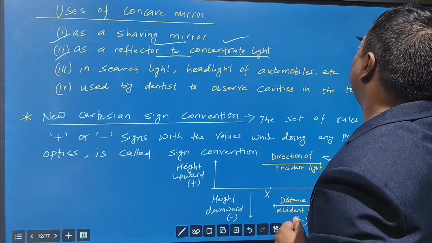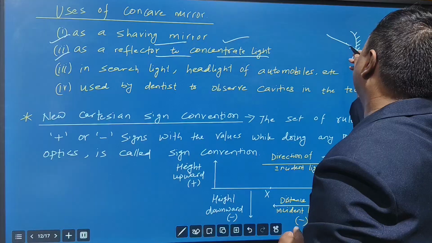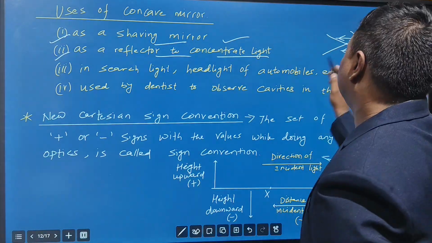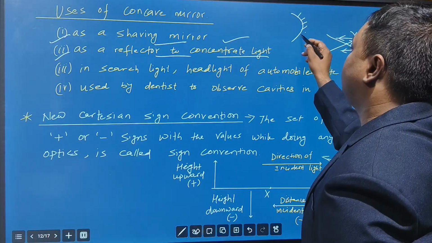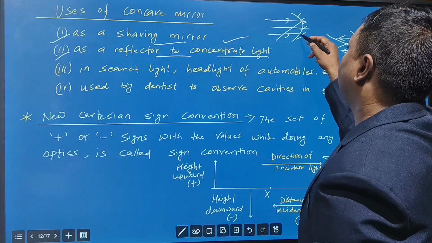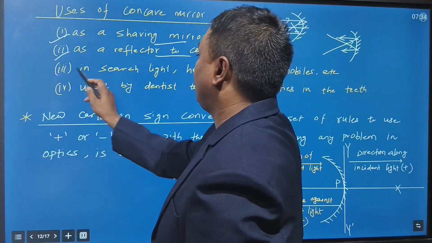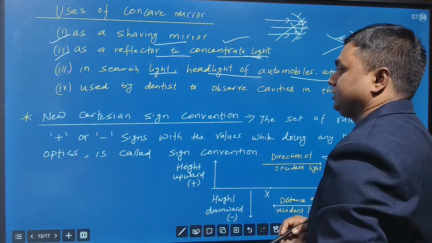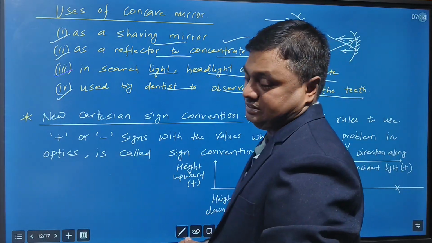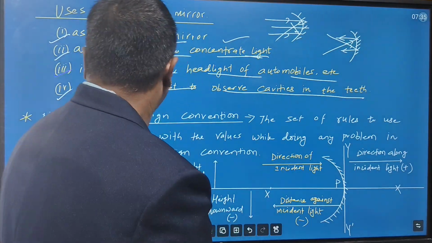Suppose a ray of light is here, this is a mirror. Many light rays are passing through the focus actually. So what will happen? It will become parallel. So that is one property. The other property: if the ray of light is parallel, what will happen after reflection? It will meet at one point. So light rays are concentrated to one point. Next, it is used in searchlights, headlights of automobiles, and by the dentist to observe the cavities in the teeth, to get the enlarged image of the cavities.